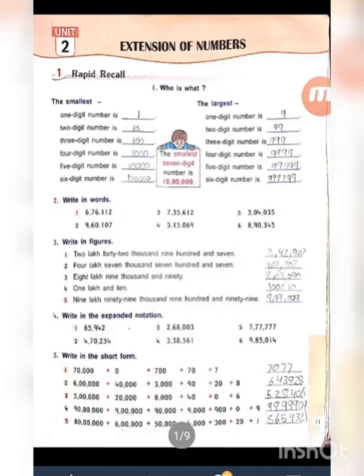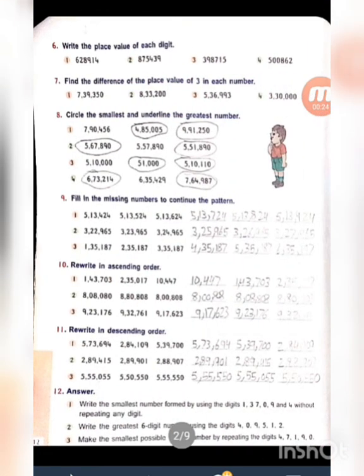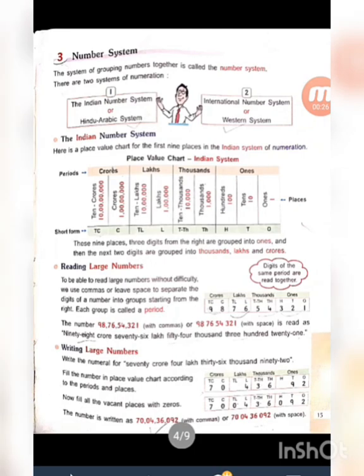Good morning, class. In the last class, we finished shapes and spatial understanding, which was your first unit, and today we are going to start unit 2, which is about extension of numbers. As you can see, there is an exercise, but before doing this, I think we should start with the number system. First of all, we should all know what a number system is.